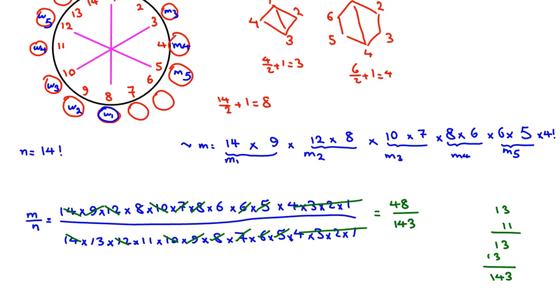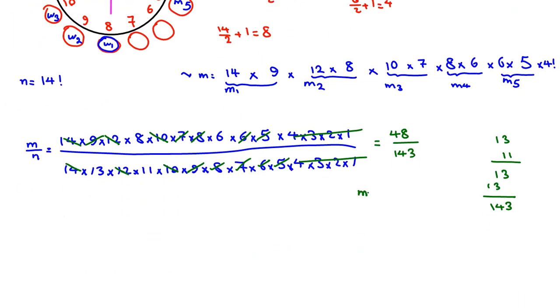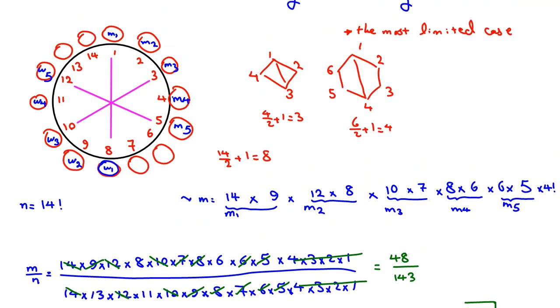So we found it is this, but what does the problem want? The problem says calculate m plus n after simplifying as much as you can. So m plus n is 48 plus 143. Now let's calculate this. 48 plus 143, 3 plus 8, 11, 4 plus 4 plus 1, 9, and 1. So the answer is 191.